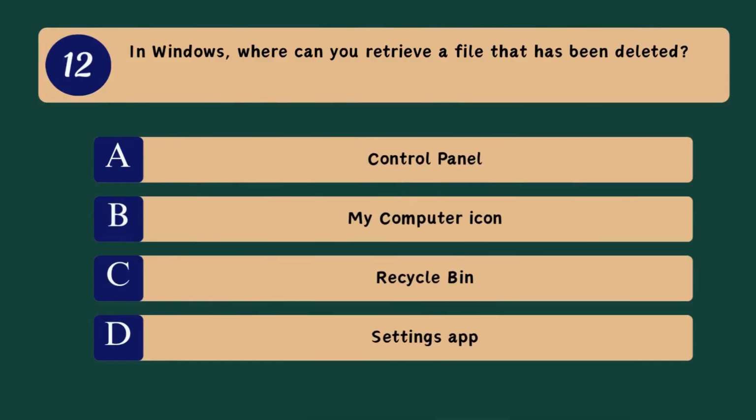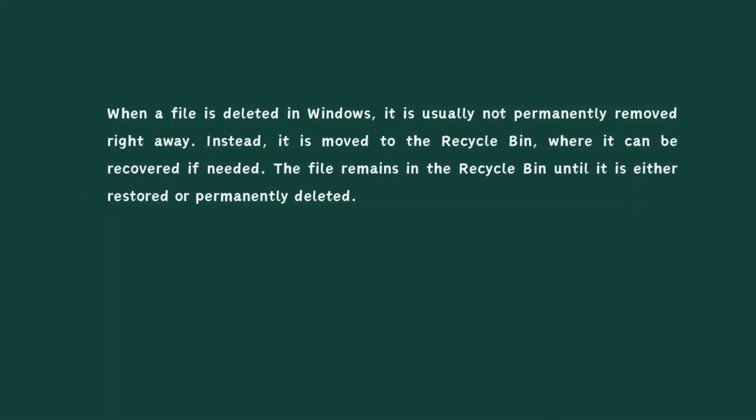Question 12. In Windows, where can you retrieve a file that has been deleted? A. Control Panel. B. My Computer Icon. C. Recycle Bin. D. Settings app. Correct answer. C. Recycle Bin. When a file is deleted in Windows, it is usually not permanently removed right away. Instead, it is moved to the recycle bin, where it can be recovered if needed. The file remains in the recycle bin until it is either restored or permanently deleted.